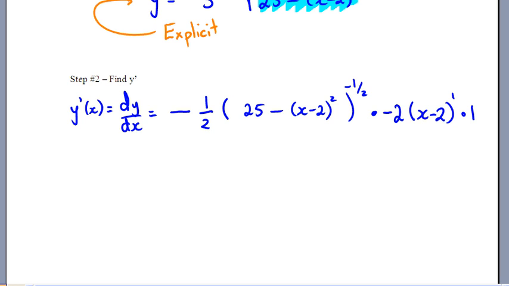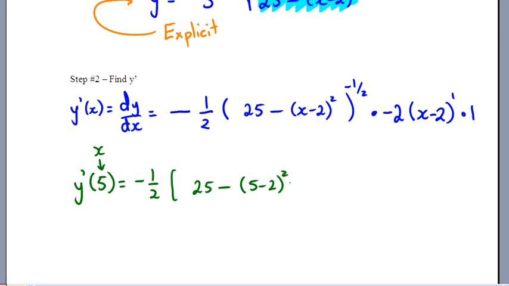They're like, yeah, please go and figure this out at that point, 5, negative 7. Now, I know I'm on the right branch for the negative 7. So with this explicit approach, I only need the 5. I just need to know the x value. I've already chosen the right branch, the lower branch of this circle, so I don't need to know about that negative 7. Okay, putting numbers in. I'm going to have my negative 1/2, got 25 minus (5 minus 2) squared, all to the negative 1/2 times a negative 2 times (5 minus 2) times a 1.